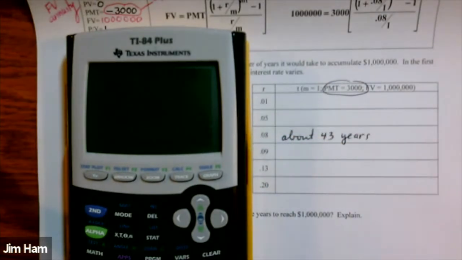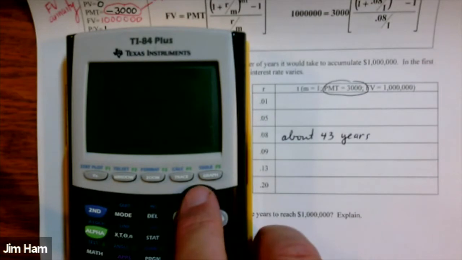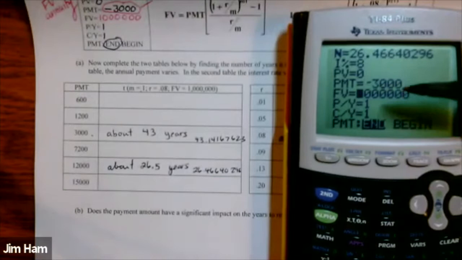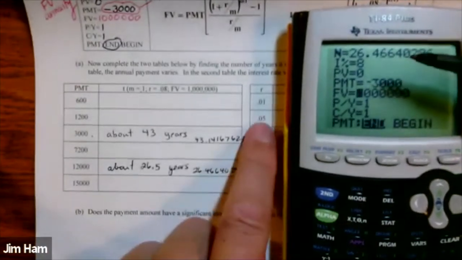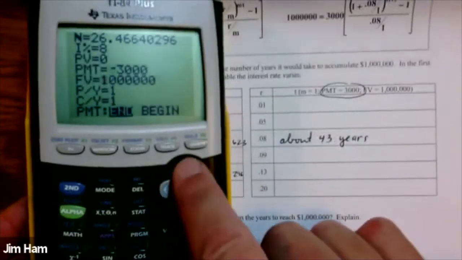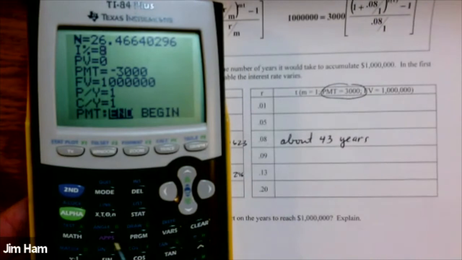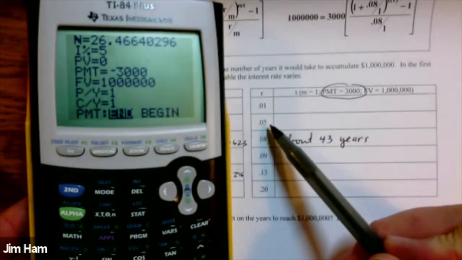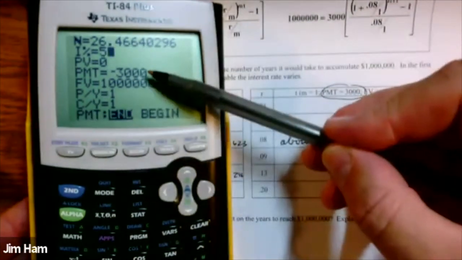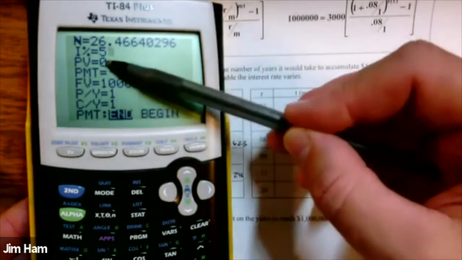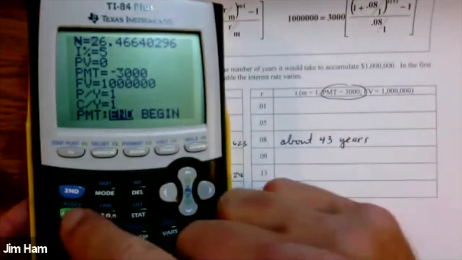If we do 5%, then the only other, all right, so there's the original setup. If you choose the 5% here, the only number that you have to change is to come up here and change the 8 to a 5. The payment is 3,000. The target value is $1 million. One payment per year. Start with nothing. Calculate.